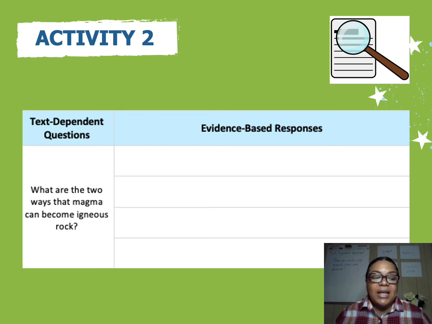This question is, what are 2 ways that magma can become igneous rock? I'll give you a hint. Go back to the page that you read about that talks about magma. All right, so I'm going to give you 3 minutes to answer this question using the strategy that we just went over. Go for it. You can do it.